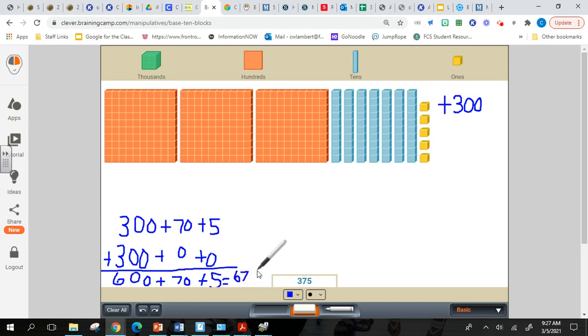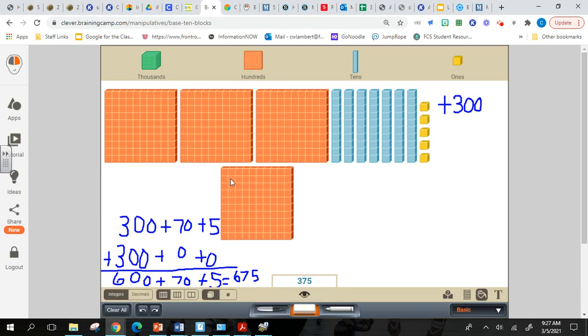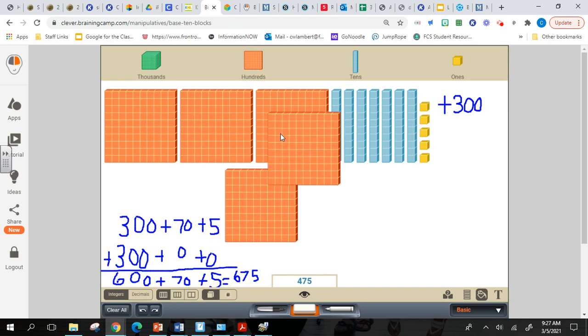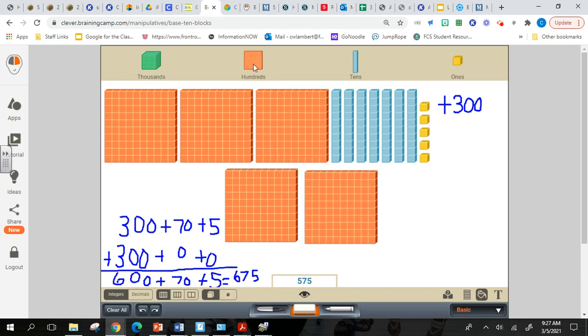Now, what if I didn't understand how to do that with expanded form? Well, I could still draw my models. I could draw another 100, 200, 300. I could draw those flats. Draw that in your journal.